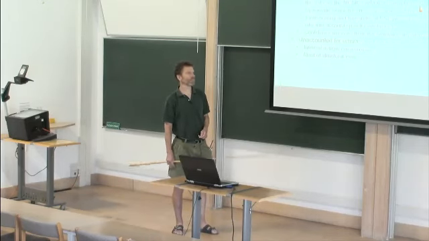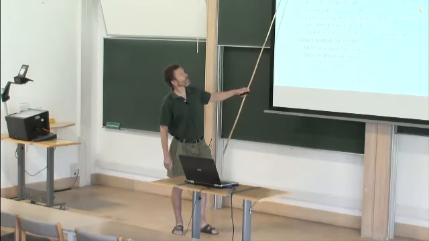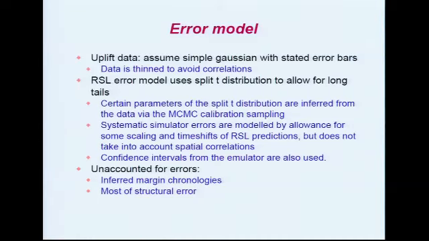I should speed up a wee bit. Error models, uplift data. Because I've thinned, I just assume a simple Gaussian with no correlations. I just use the stated error bars. Relative sea level, as John T. mentioned, is a real mess. And with Radford, we came up with a split t distribution to allow for long tails.